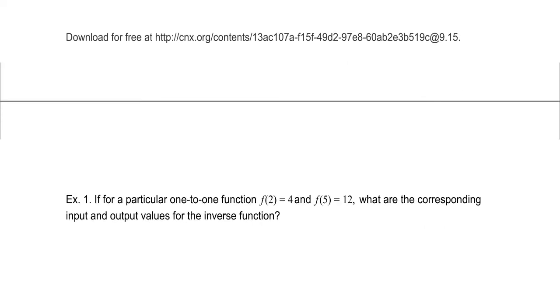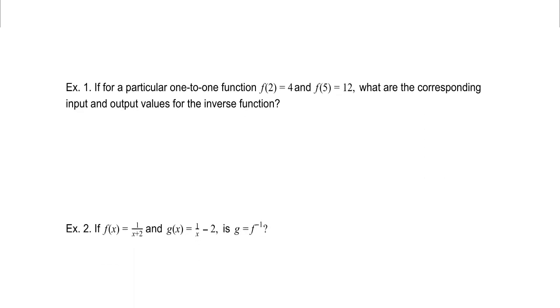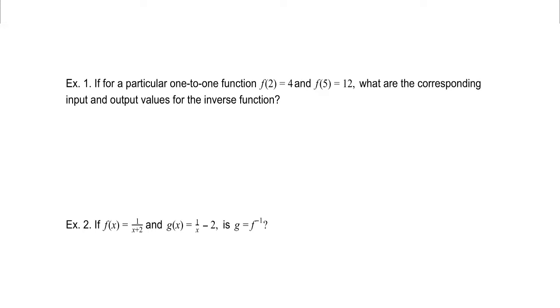Alright, let's move on to an example. We'll begin with one with ordered pairs. Suppose for a particular one-to-one function, and that is an important assumption, f of 2 equals 4 and f of 5 equals 12. What are the corresponding input and output values for the inverse function? Let's first write ordered pairs for f of x. f of 2 equals 4 means the ordered pair is (2, 4), and similarly we have the ordered pair (5, 12). If the input is 5, the output is 12.